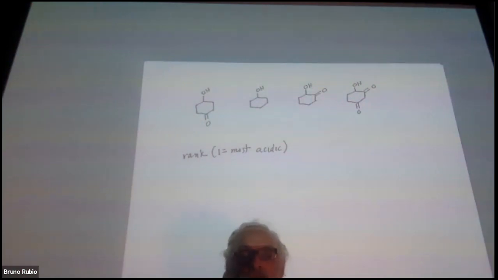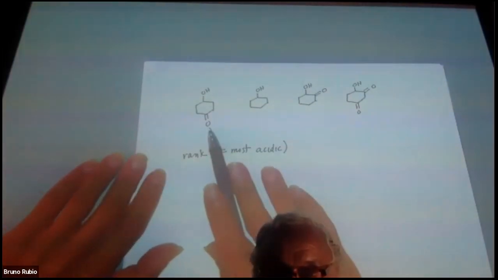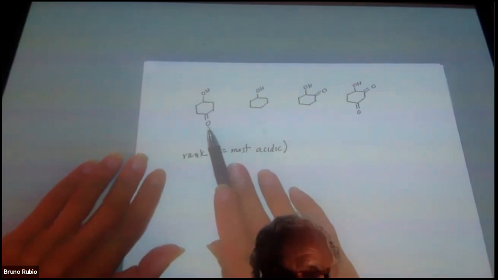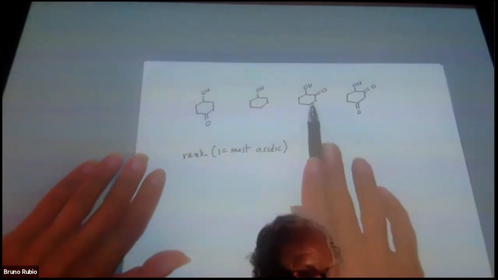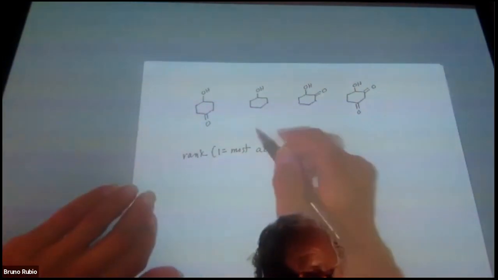Well, the carbonyl group is an electron withdrawing group. Electron withdrawing groups increase acidity, but the effect depends on how many electron withdrawing groups there are, how close they are to the most acidic proton, and how electron withdrawing they are. Okay, so who is going to be the most acidic proton? This guy has an electron withdrawing carbonyl, so does this one, so does this one. This one has 2 of them. This one doesn't have any electron withdrawing carbonyl group.